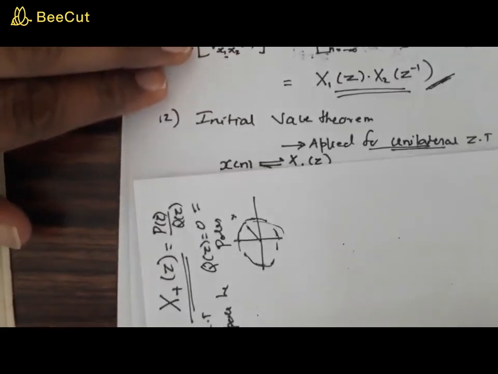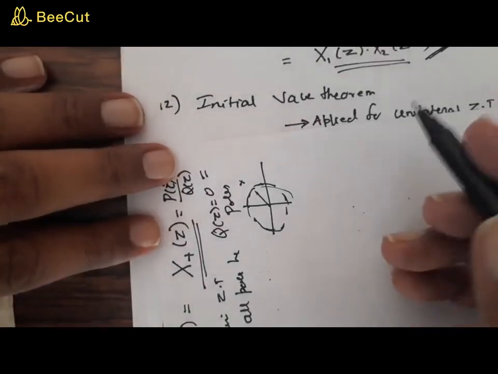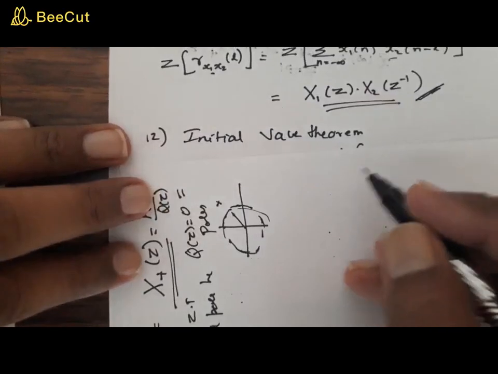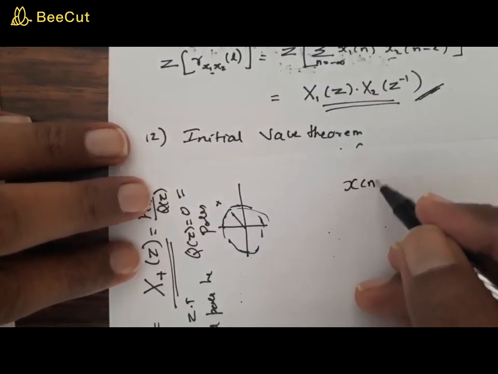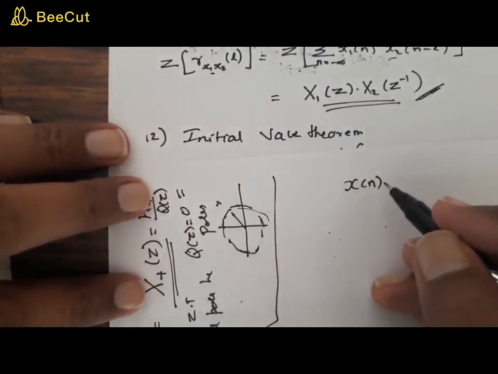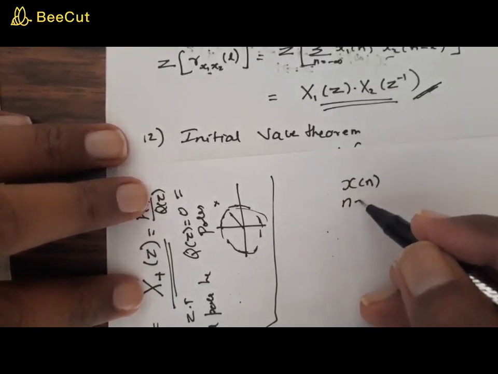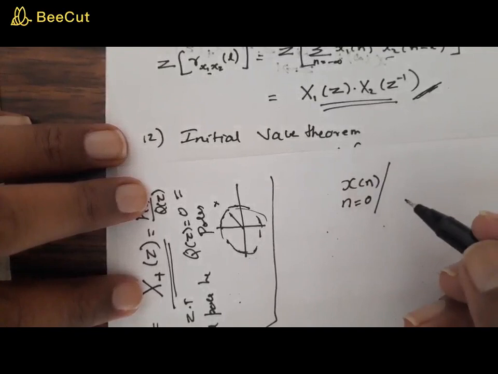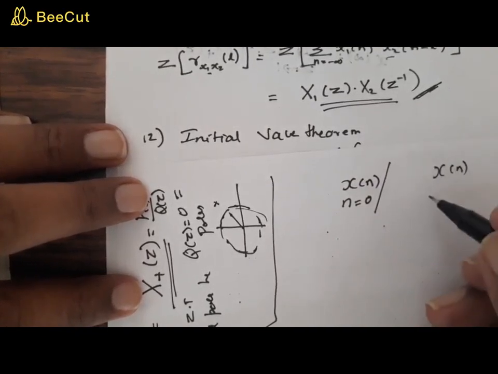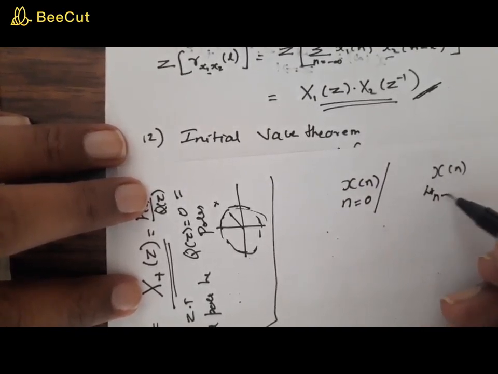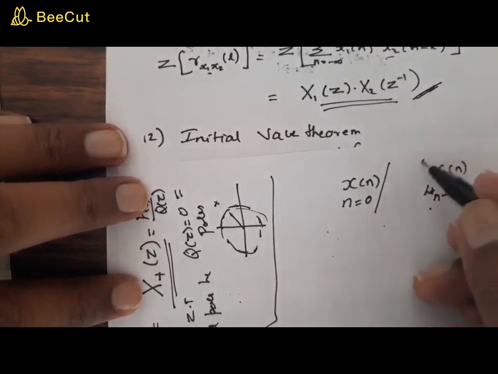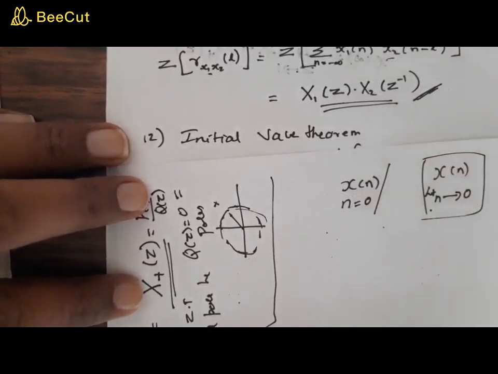Okay, now next thing is the initial value theorem. What is the meaning of initial value theorem? Suppose you consider an x of n. The meaning of initial value theorem is: what is the value of x of n at n is equal to 0, or in a more technical way you can say the value of x of n as the limit n tends to 0, right? So that is your initial value.